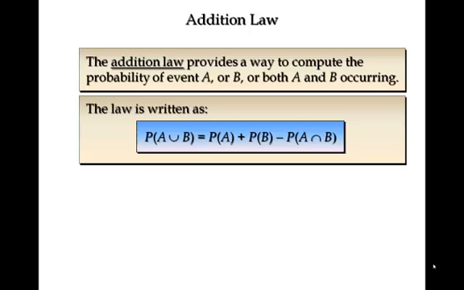Remember, union, it's OR. So you can think of this as the probability of A or B will be equal to the probability of A happening plus the probability of B happening. But we have to subtract the probability of both of them happening at the same time, because otherwise we would be double counting.